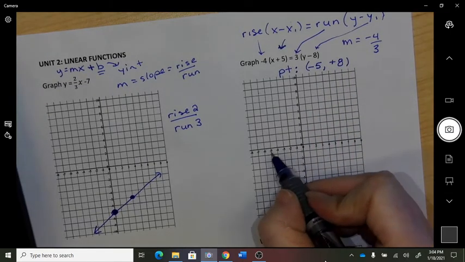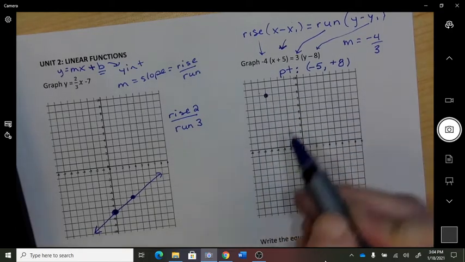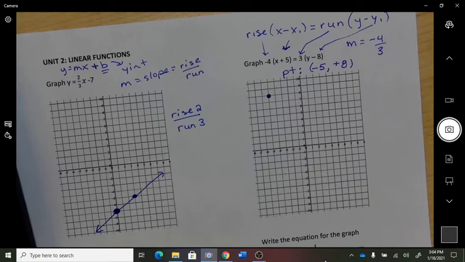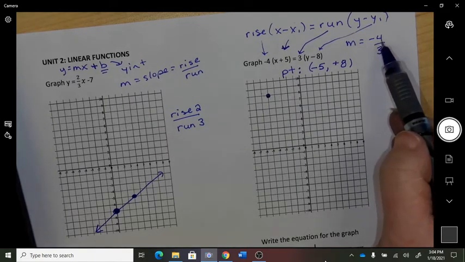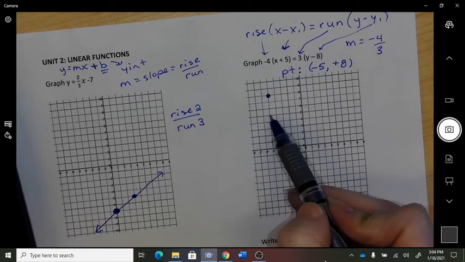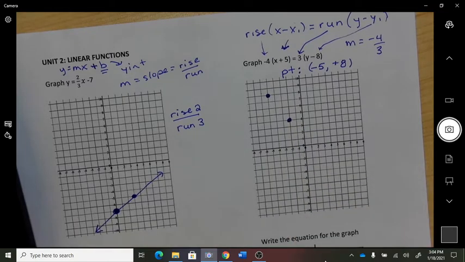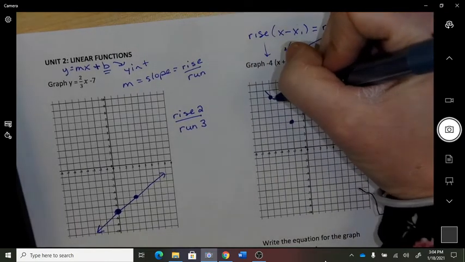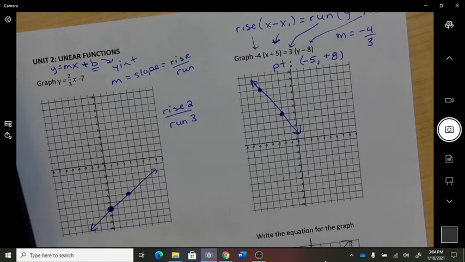So I'm going to go to -5, +8. So that's that coordinate, -5, +8. And then I'm going to go down 4, right 3. So 1, 2, 3, 4 down, right 3. And then that creates this negative slope of my line.